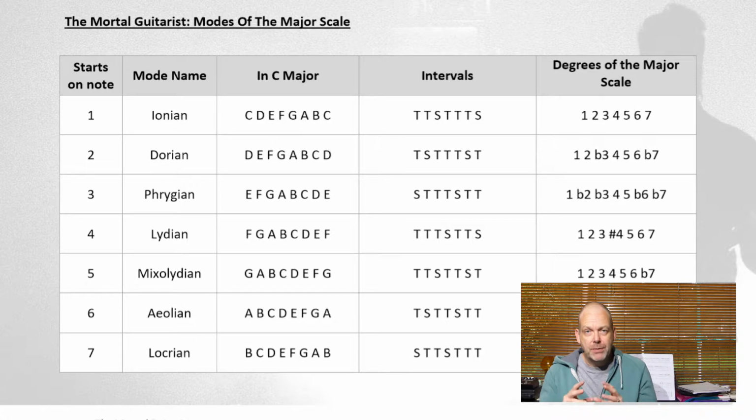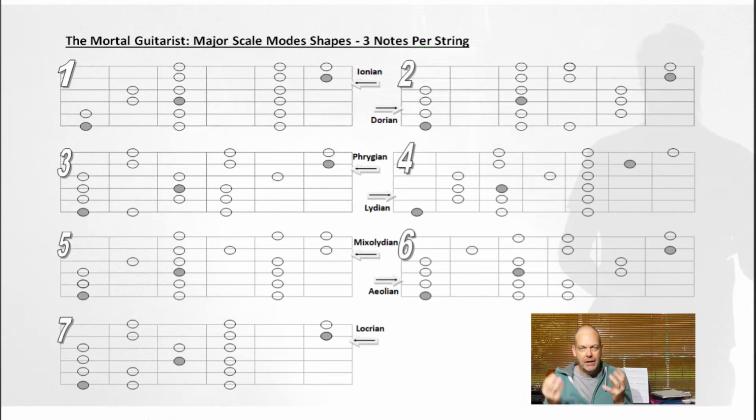But what this brings me round to is this. How do you learn these things? I've seen videos, I've read books, I've read magazine articles that tell you this is really simple. All you have to do is learn one or two shapes and then you can move them about the neck and they give you all of the modes, so you don't have to learn all of those shapes.